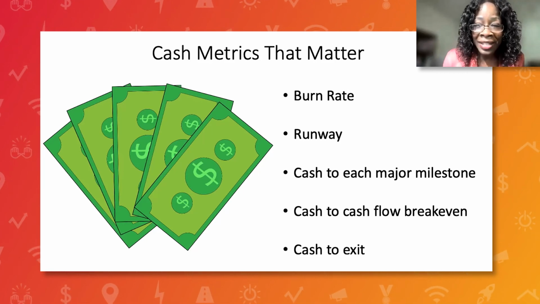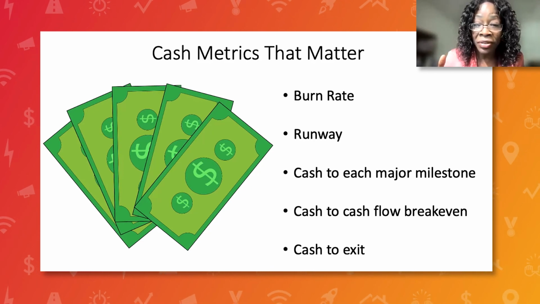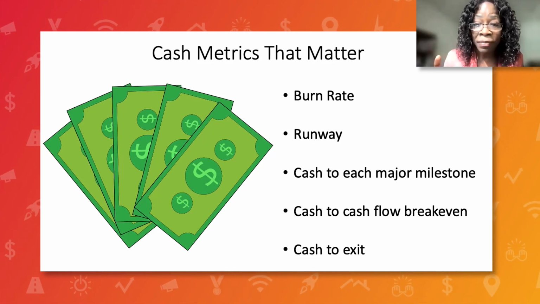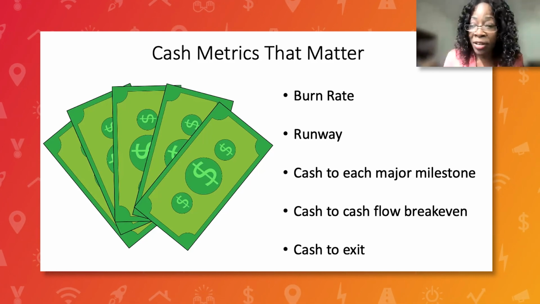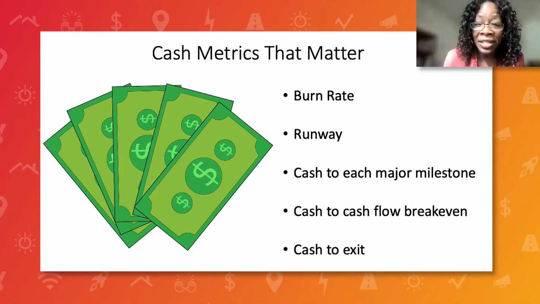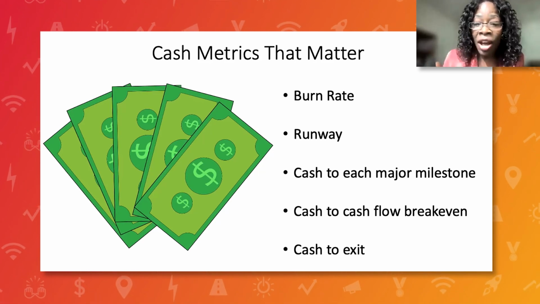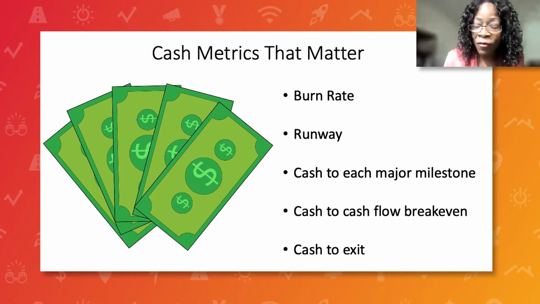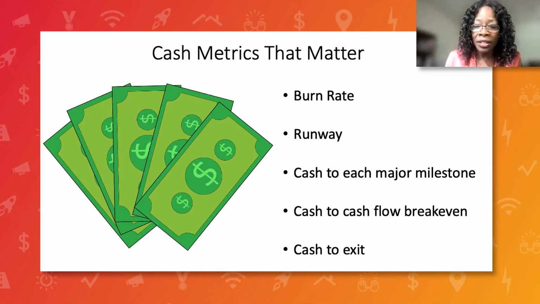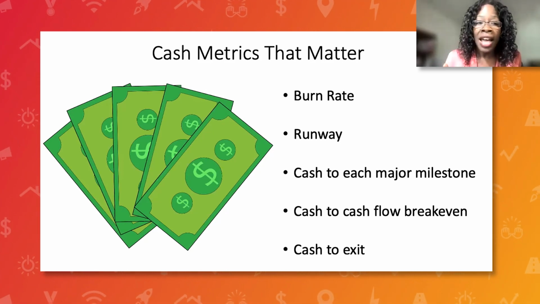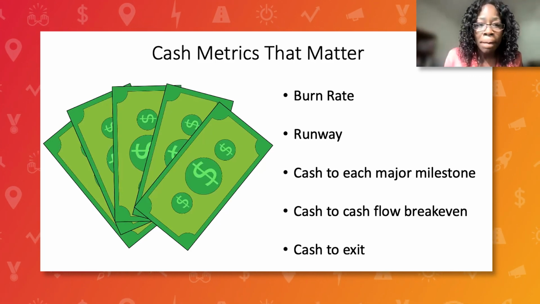So cash to exit. This is another thing to agree on with your founders or with your investors, is the cash to exit. Is your business heading toward a sale or IPO? And how much cash is it going to take for you to get there? And this is how you plan for a seed round with a venture capitalist. You need to look at and identify which metrics matter.